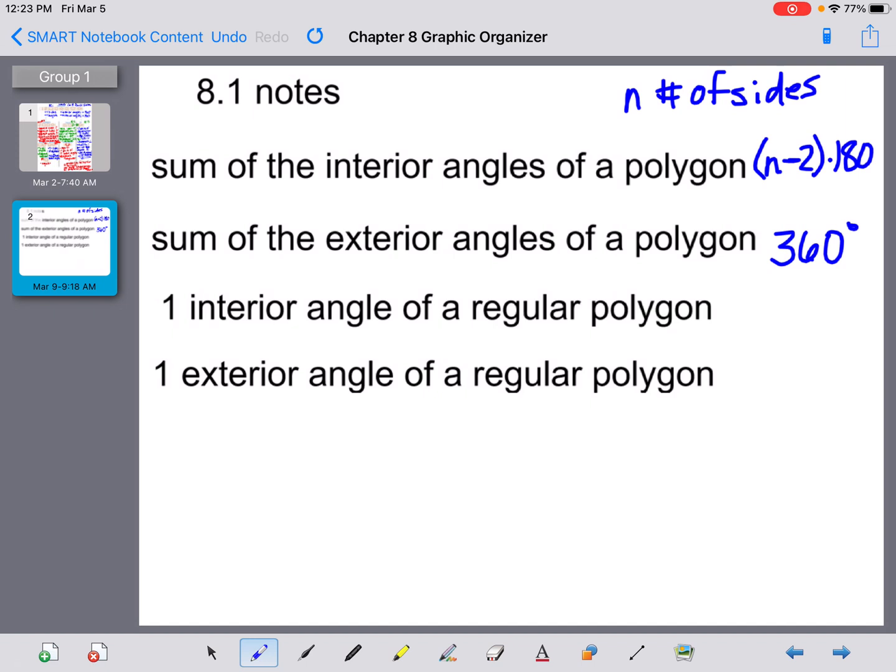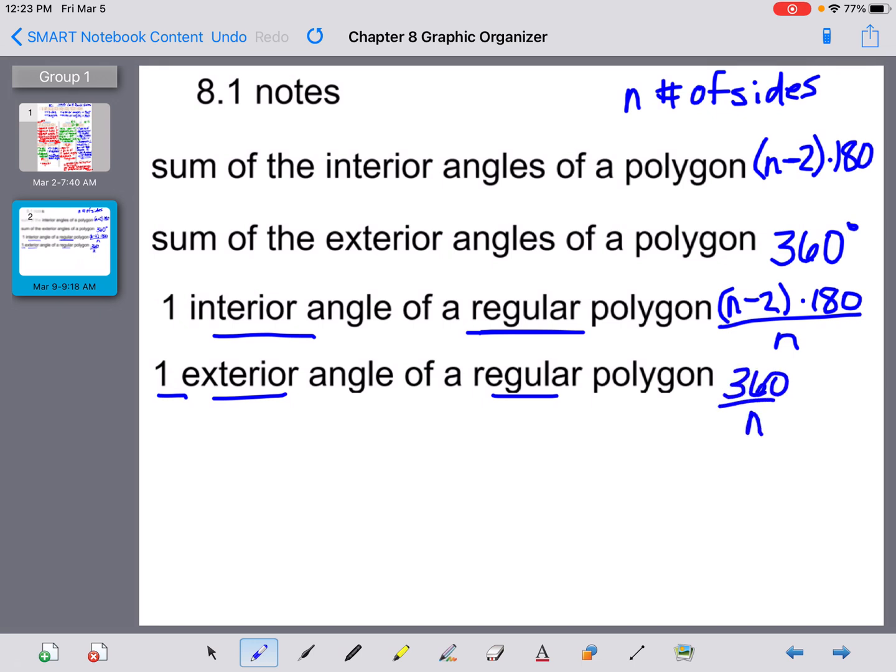We also did a few that if it was a regular polygon, what's one of the interior angles? So we can find the sum by doing n minus 2 times 180, but if I want just one of them, I divide by n. And if I want just one exterior angle of a regular polygon, I just do 360 divided by n. Okay? So there's our gold notes.